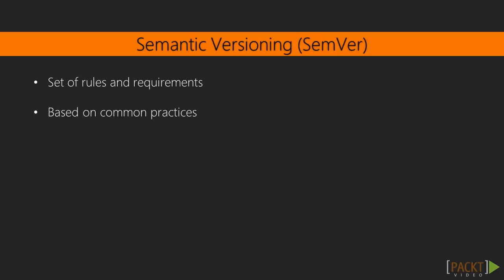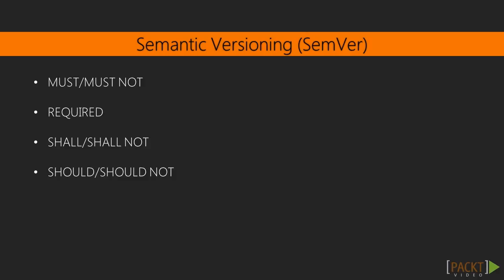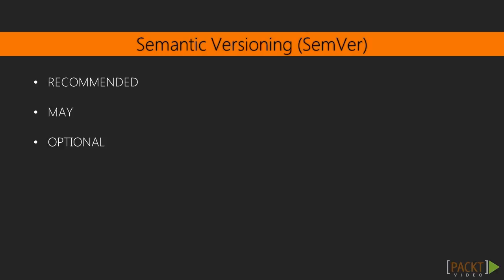Semantic versioning, or SemVer, is a set of rules and requirements that dictate how version numbers are assigned and incremented. They are based on widespread common practices and better define what you could expect from the dependency. The rules have keywords must, must not, required, shall, shall not, should, should not, recommended, may, and optional, to better define those rules. There are 11 rules, and we will learn the most important parts about them.